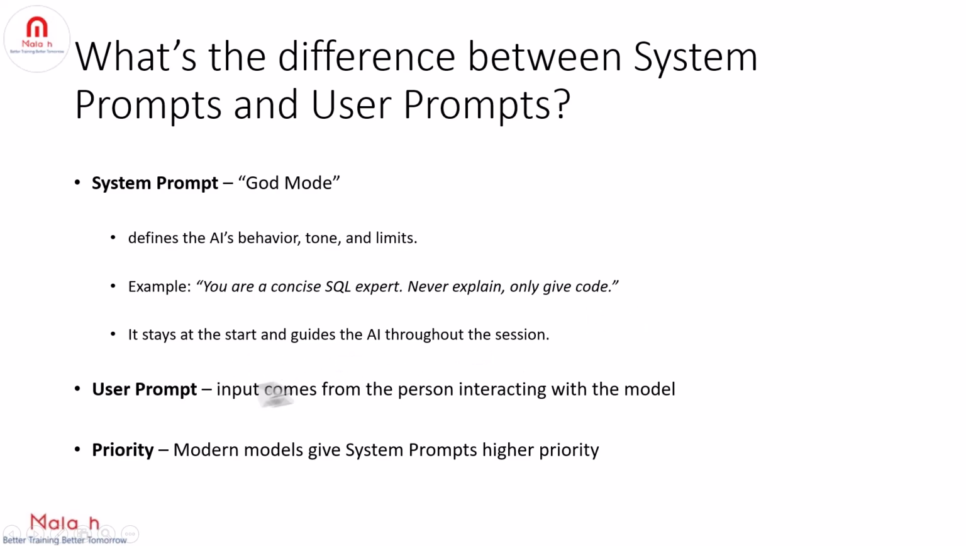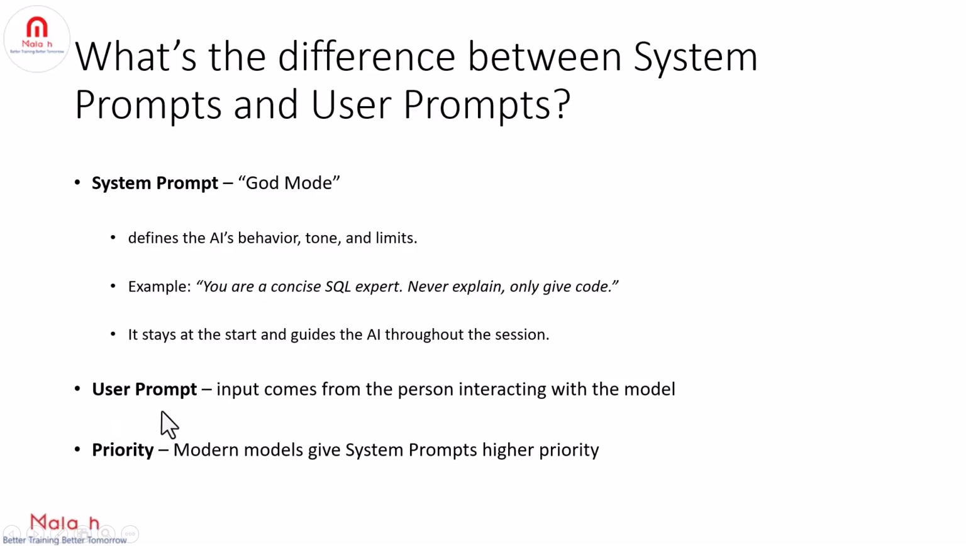Whereas a user prompt is the dynamic input from the human asking questions or giving tasks. And when it comes to priority between system and user prompts, modern models give system prompts higher priority than the user prompts. So that way it's hard for users to override the AI's persona or jailbreak it.